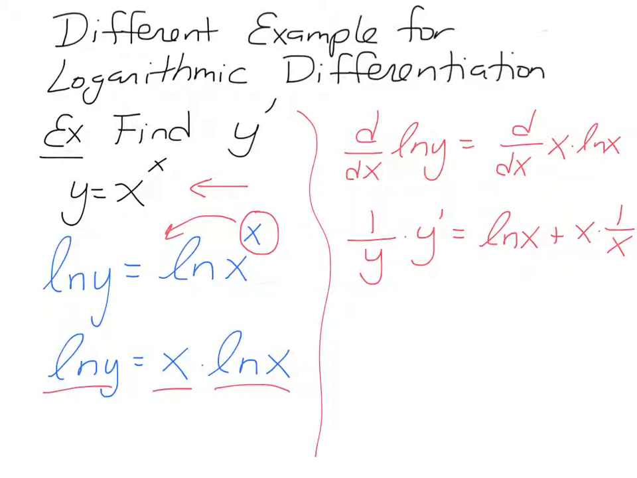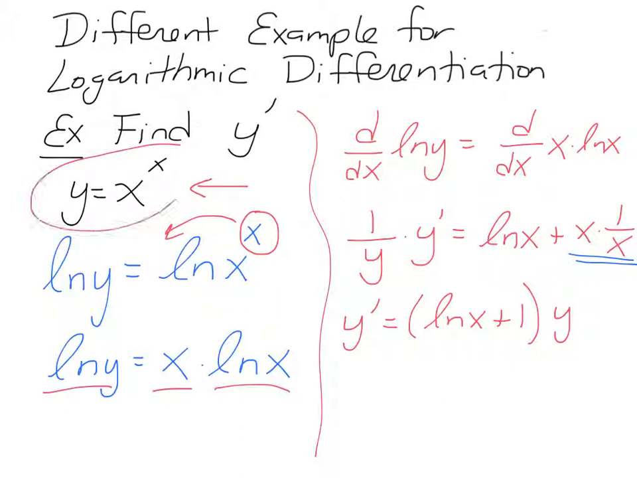I now just need to solve for y prime. So I'll multiply both sides by y, and so I get the natural log of x plus, note right here, x times 1 over x is just plus 1, and the y comes to the other side. And what did y equal? Well, y was the original function, x raised to the x power. So our final answer is going to be natural log of x plus 1 times x to the x power.